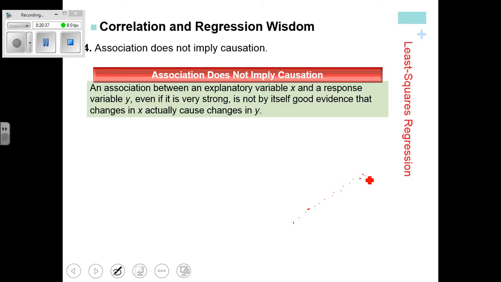But there was an extra variable there, and that was population. As population was increasing, the number of ministers was increasing, and the amount of rum was increasing. It didn't necessarily mean that as you were adding ministers, it was causing more rum to be purchased. So remember that correlation or association does not mean that one is necessarily causing the other. They might just be related because of a different variable.